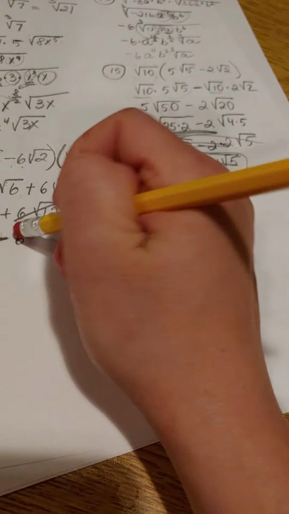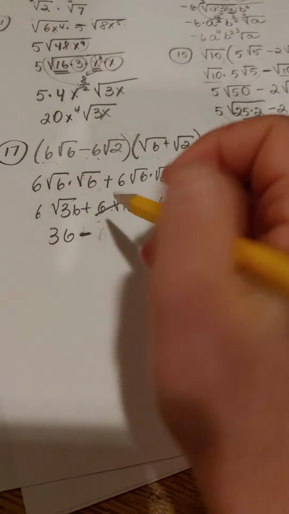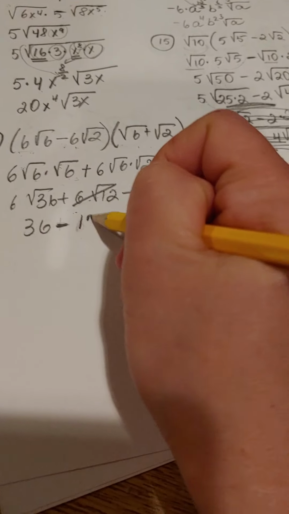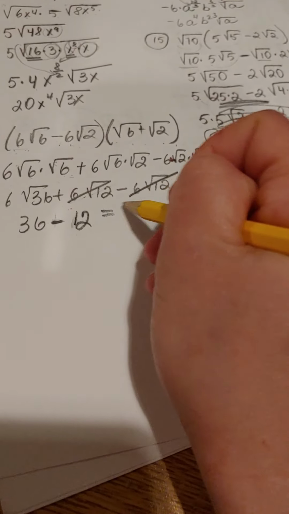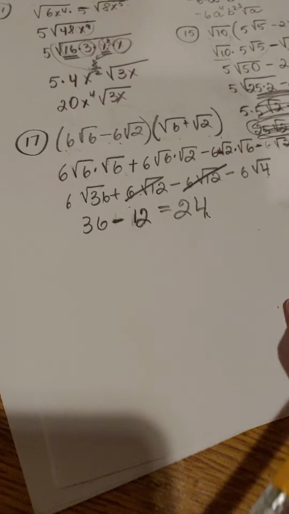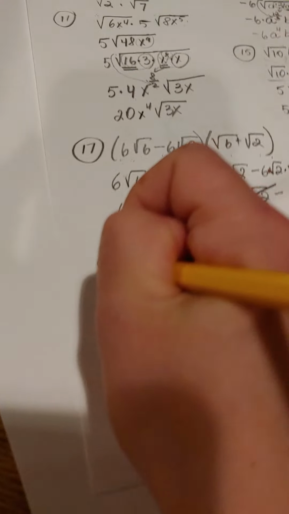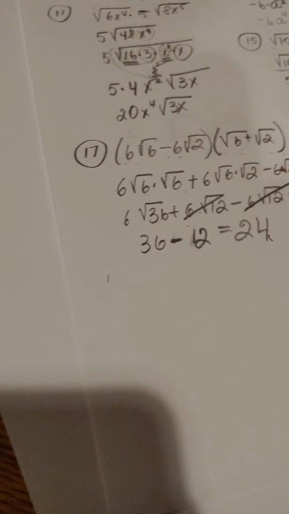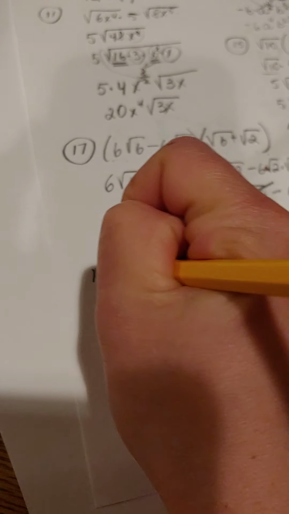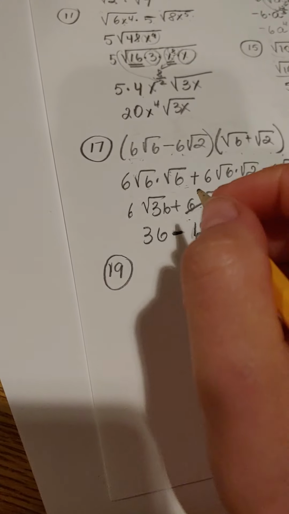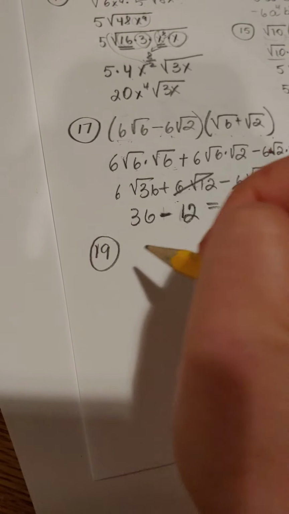So 6 times square root of 4, which is 2, so 6 times 2 is 12. So 36 minus 12 is 24. And this is your final answer for the 17, unless I made a mistake somewhere. I don't have any key in front of me. So we're going to do number 19.